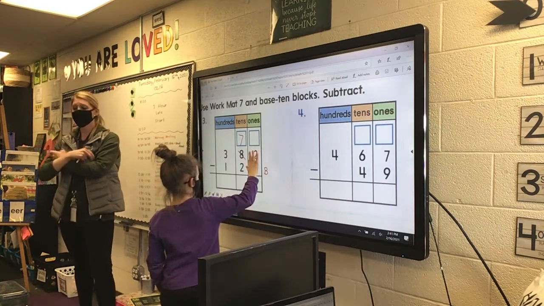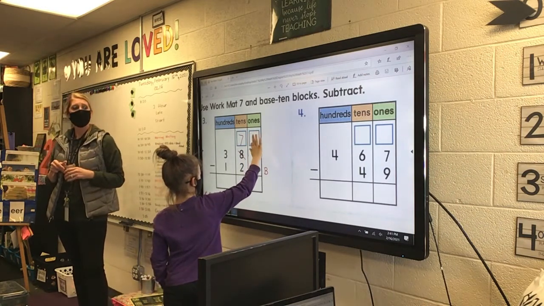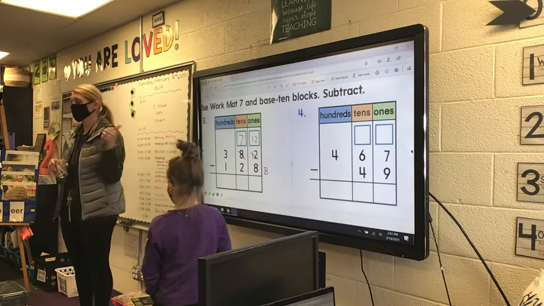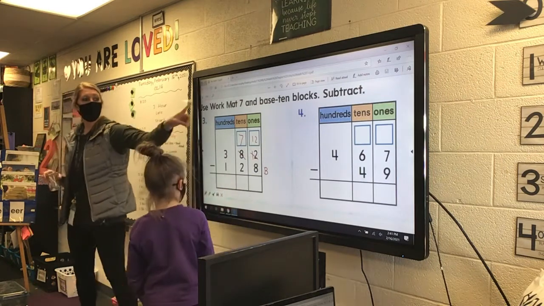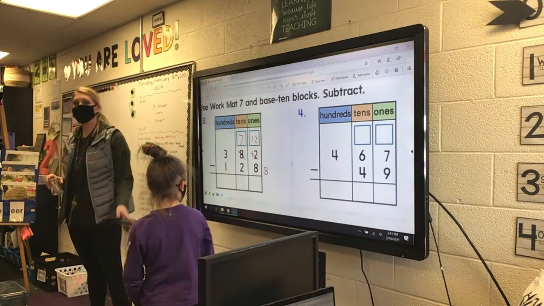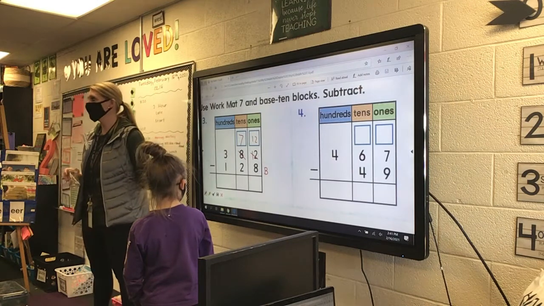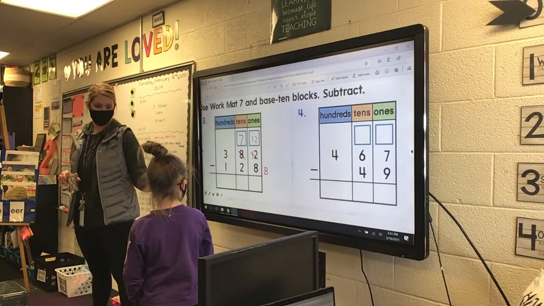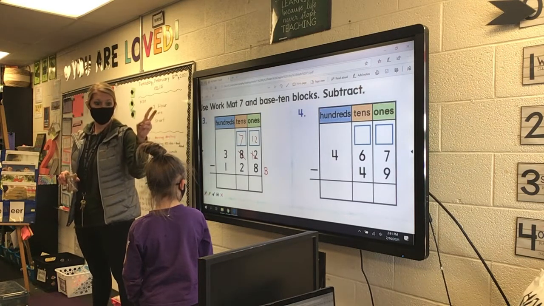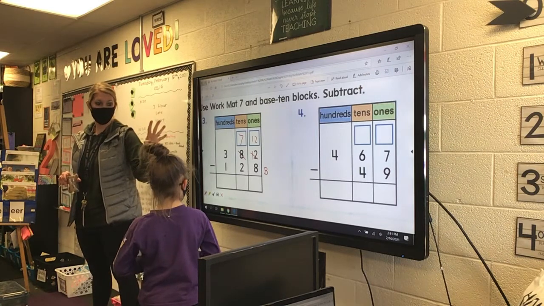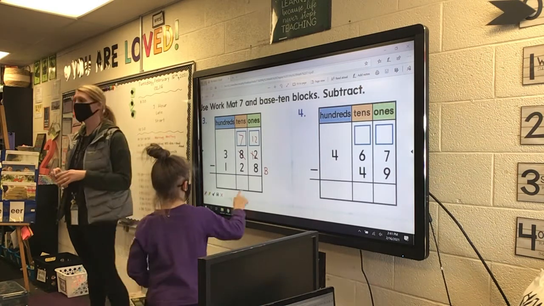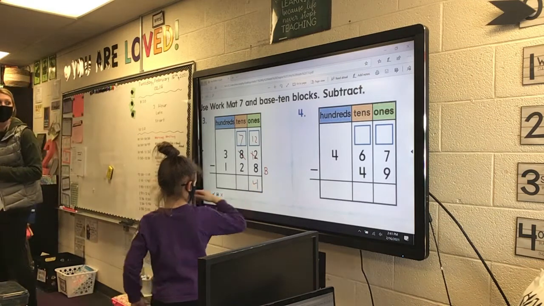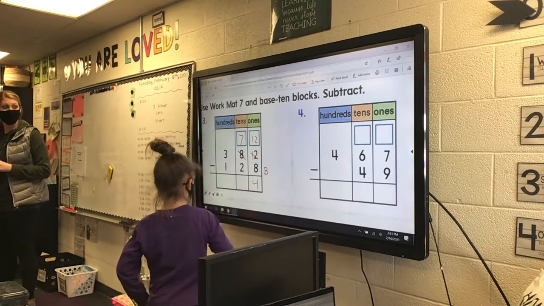12. Good job. Now, Riley's going to subtract going down, and she can do this now. 12 subtract 8. Say 8 and go up to 12. 8, 9, 10, 11, 12. Yeah, 12 minus 8 is 4.